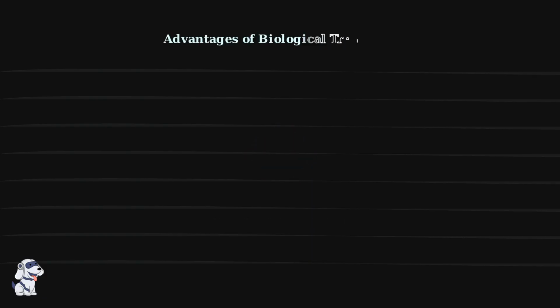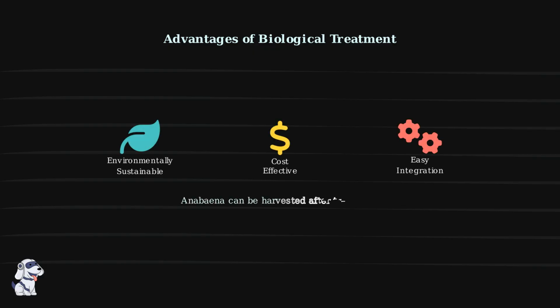This biological approach to wastewater treatment offers several advantages. It's environmentally sustainable, cost-effective, and can be integrated with existing treatment systems. Anabaena can even be harvested after treatment, removing the pollutants from the water permanently.